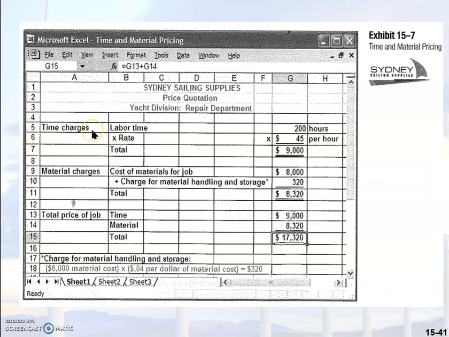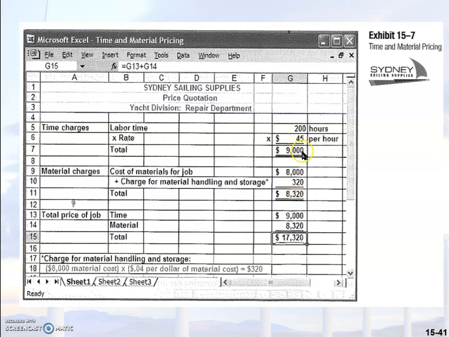Okay, the time charges. The labor time is 200 hours with the rate of $45 per hour, so we have 9,000. That's for the time charges. Material charges: the cost of materials for the job is $8,000, with the charge for material handling and storage. The 320 is the result of 0.04 per dollar of material cost multiplied by the material cost incurred, which is 8,000. So this is the overhead element. We have the 8,000 plus 320, so we have 8,320.